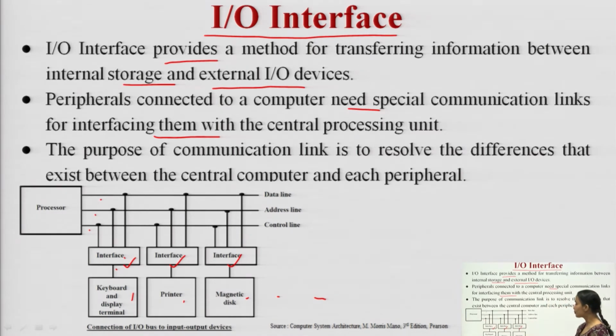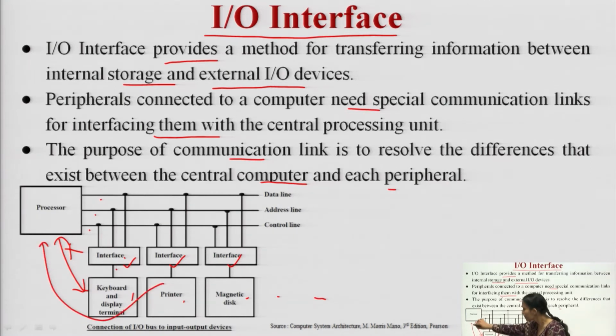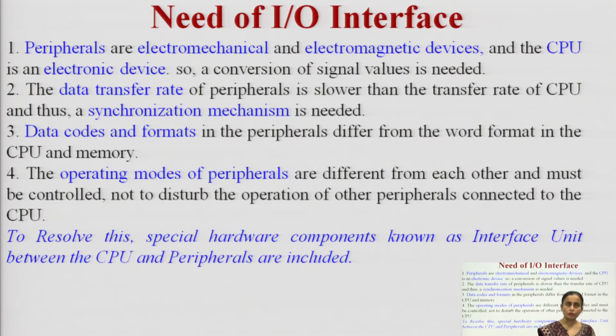So, this diagram shows us the connection of IO buses to different IO devices. We can see that the purpose of the communication link is to resolve the differences that exist between the central computer and every peripheral. So, a peripheral cannot be directly connected to the processor. This magnetic disk cannot be directly communicated to the processor. So, they have to communicate using an interface. This diagram shows us.